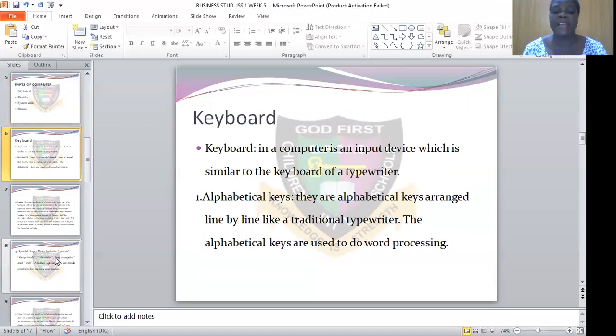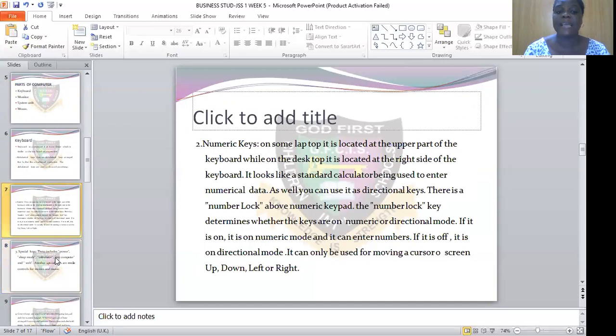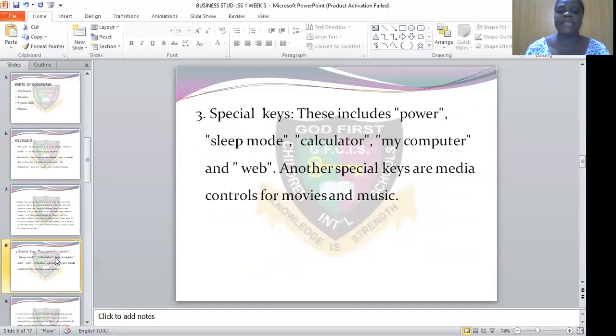It's an input device which is used to key in data. It can be divided into alphabetical keys, numeric keys, and special keys. The alphabetical keys are the home row keys, top row keys, bottom row keys, and the upper row keys. While the numeric keys are the number keys on the right hand side of the keyboard. And the special keys are the power key, sleep mode, calculator, my computer, and web.